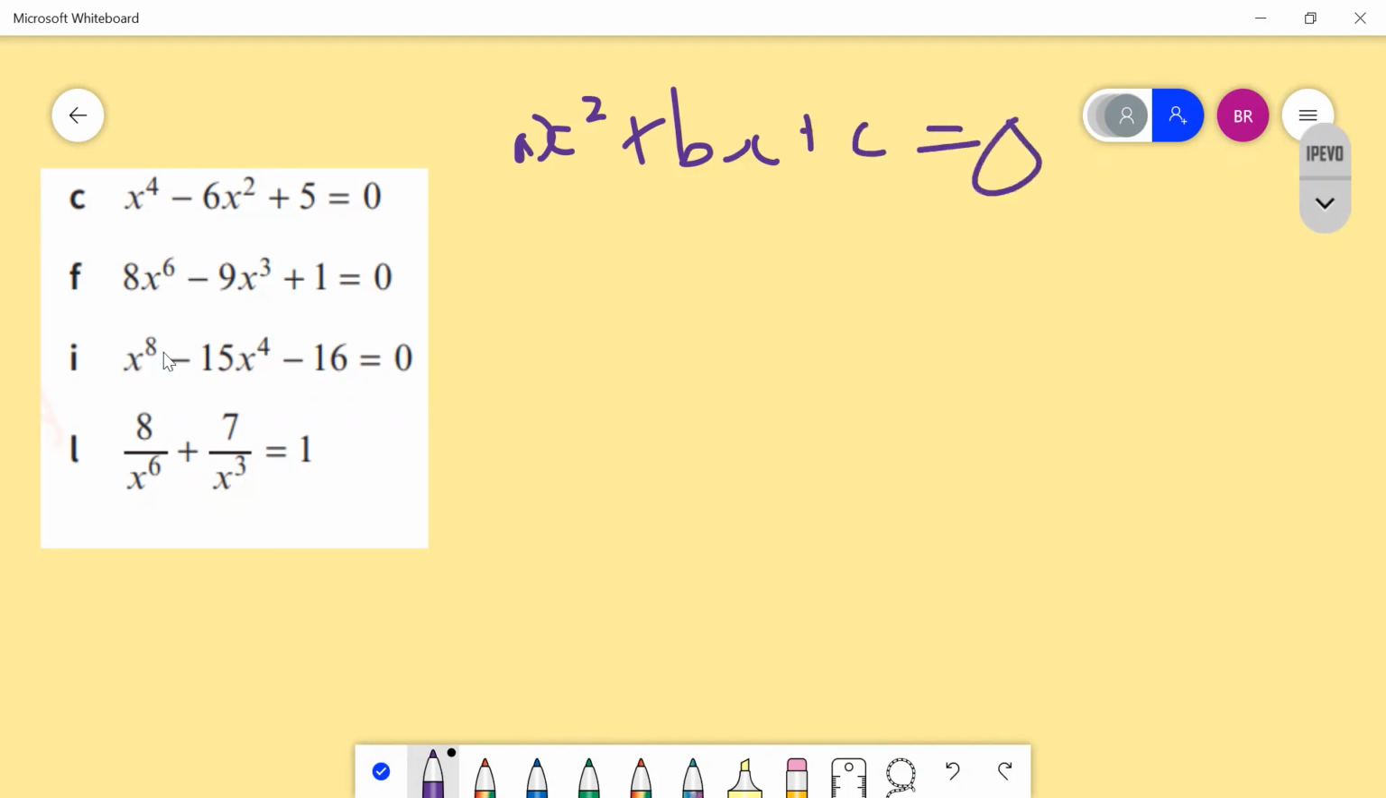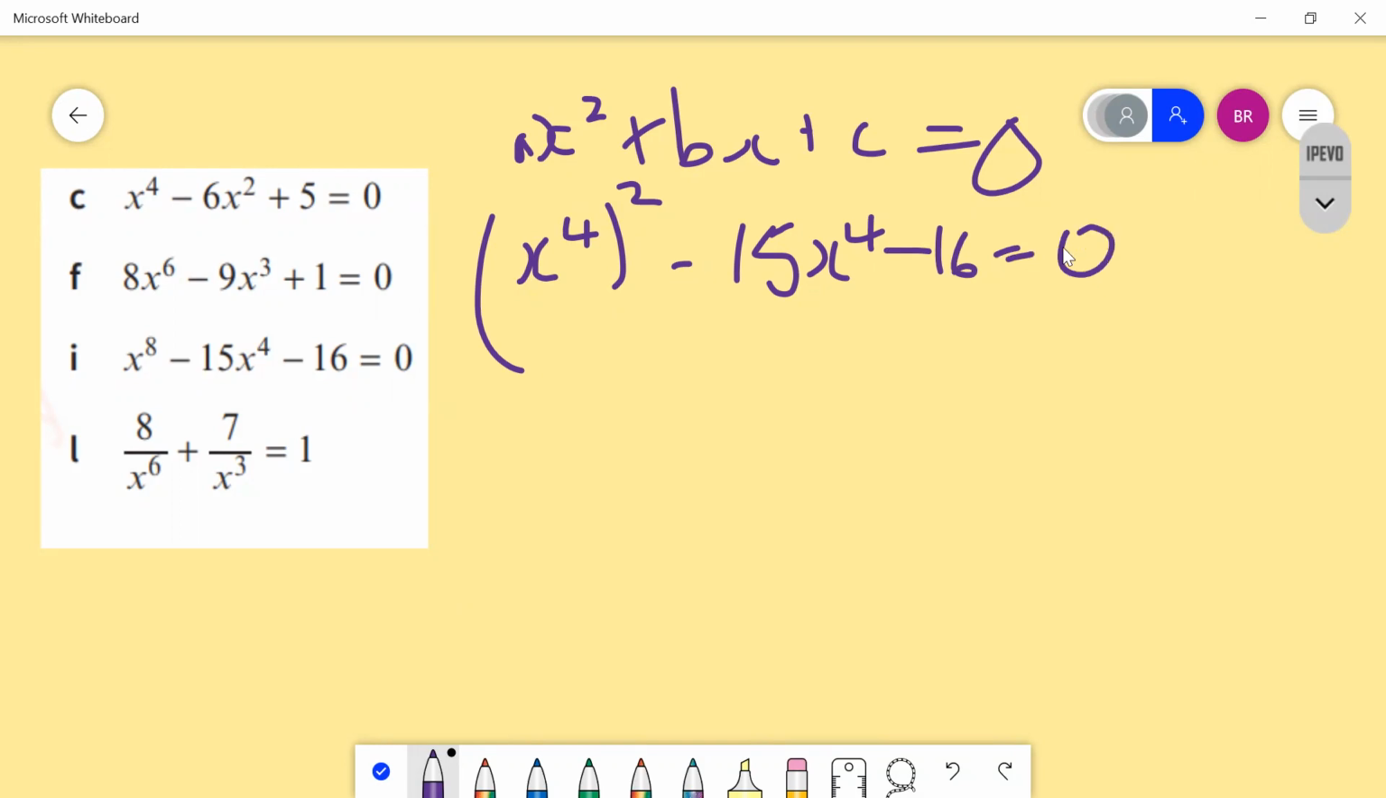Right, I'm going to say x to the power of 8. What if I say x to the power of 4? Then I get another one to the power of 2 here. The answer will still be x to the power of 8. Then I say minus 15. Then we get an x to the power of 4, like that. It's okay. Minus 16. The answer is going to be equal to 0, like this.